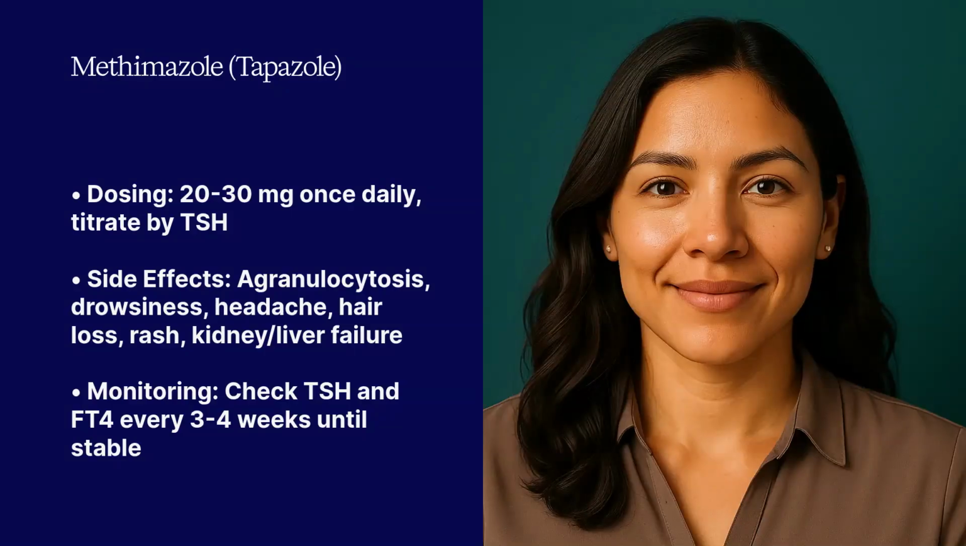Monitoring. Check TSH and FT4 every 3 to 4 weeks until stable, then every 6 to 12 months. Pregnancy, Category D. PTU is preferred during pregnancy. Teaching. Monitor nutrition. The hypermetabolic state burns calories quickly.